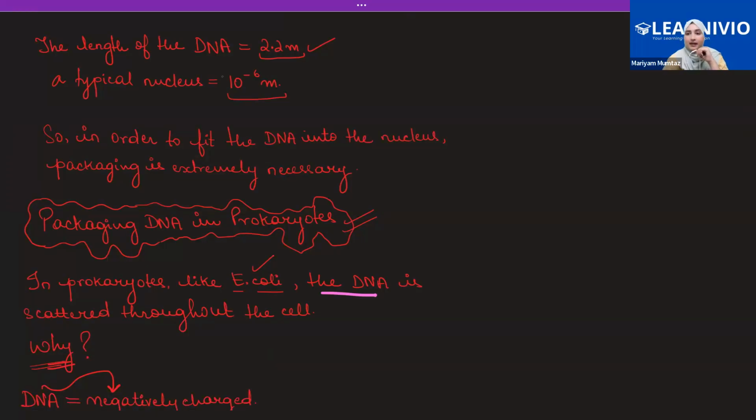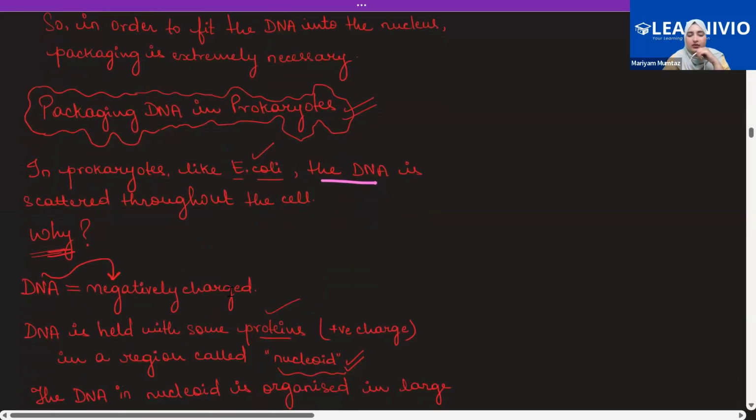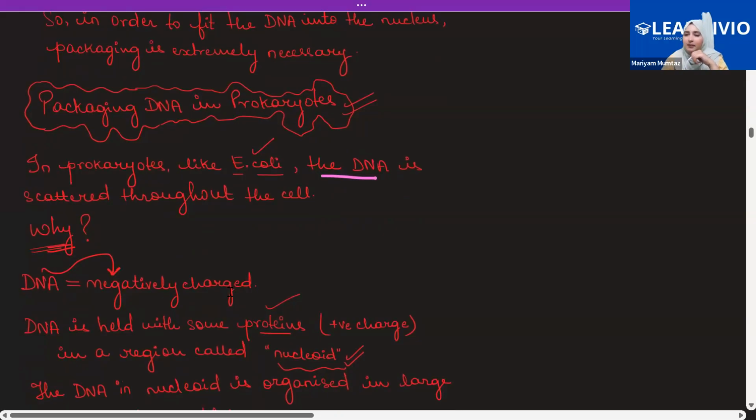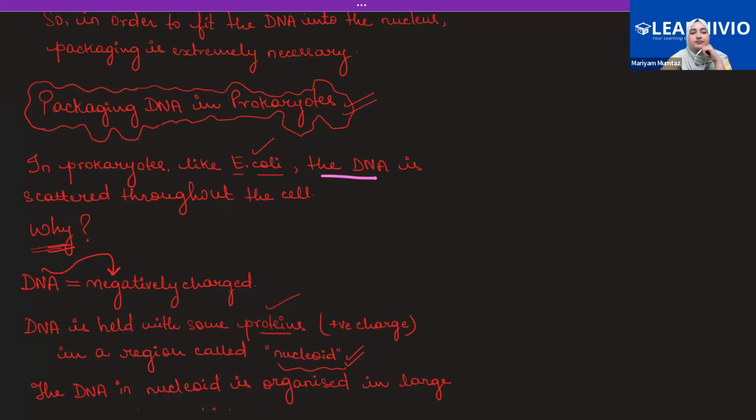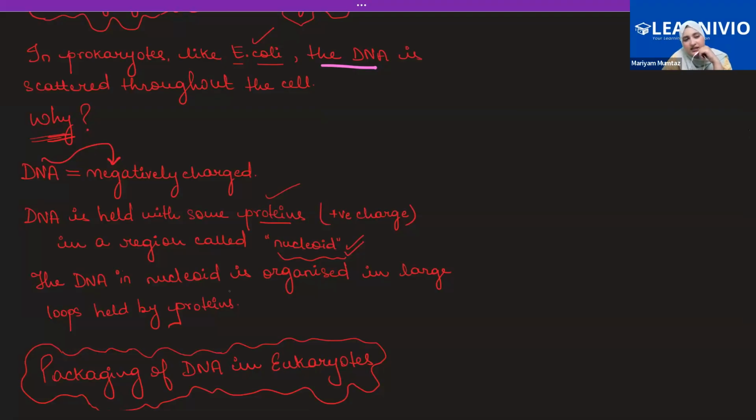So now the packaging of DNA in terms of prokaryotic organisms. Even though they don't have a nucleus, they would still require the packaging, or else the DNA will be present everywhere. And that's not what we want. So in prokaryotes, such as E. coli, the DNA is scattered throughout the cell, right? Normally we know that, because the prokaryotic organisms do not have any kind of nuclear membrane present in them. But we know about the DNA that it is a negatively charged molecule. DNA carries a negative charge on it.